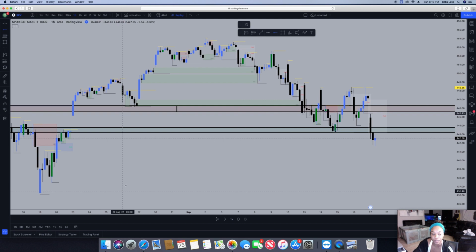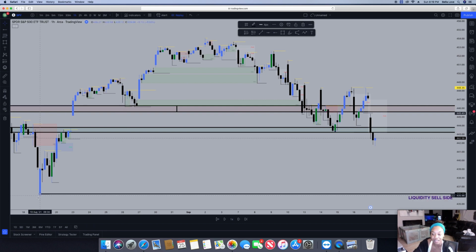So there is liquidity to the sell side. It's liquidity under there. You guys see liquidity at 436. Somewhere under there is liquidity. So then from there, it'll be unspiked up. So right now, it is in a downtrend. I am not expecting this to go up on an hourly chart.